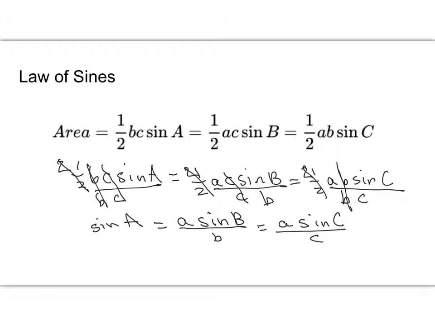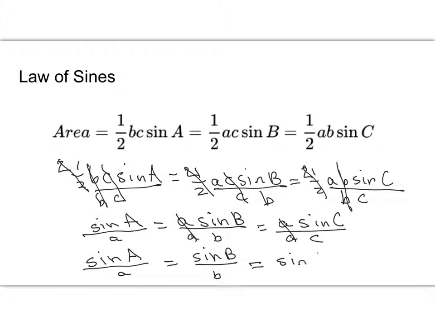I still have the A's that I can get rid of here. If I divide all of these by A, side A, these cancel out. And I can't simplify anymore. I'm left with sine of A divided by A is equal to the sine of B divided by side B. And that's equal to the sine of angle C divided by side C. This is known as the law of sines.